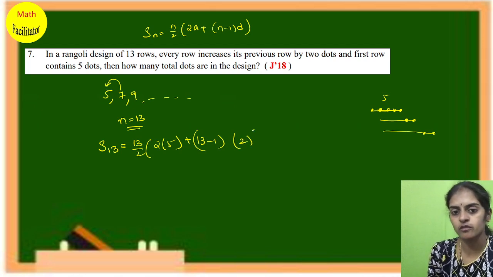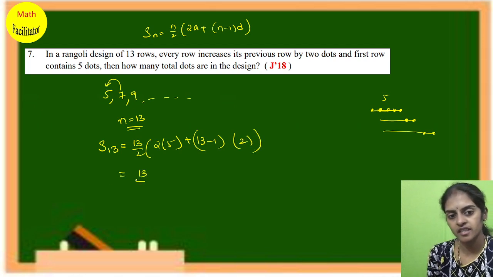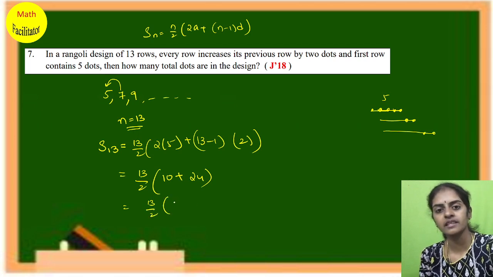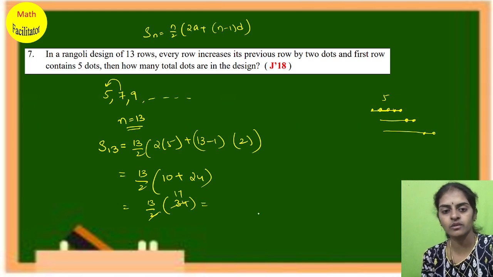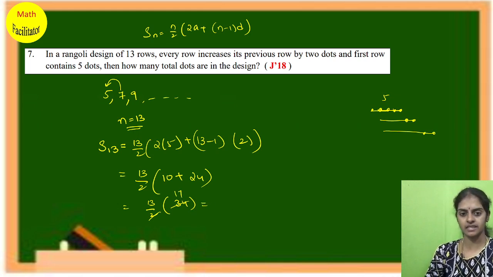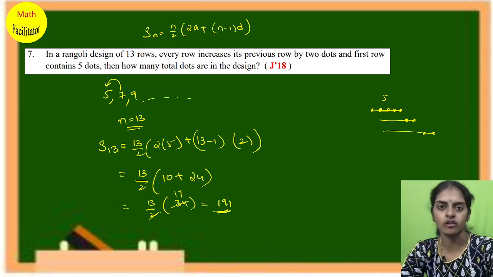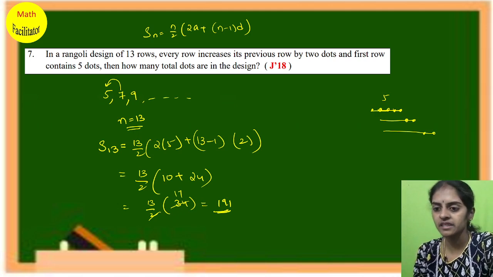7 minus 5, 2. So 13 by 2 into 5 twos are 10 plus 12 twos are 24. So 13 by 2 into 34. So 2 ones are 2, 17s are 17. So 13 into 17 will give you the answer, 221... so 191. So total there are 191 dots. Is it clear, people? Yes.